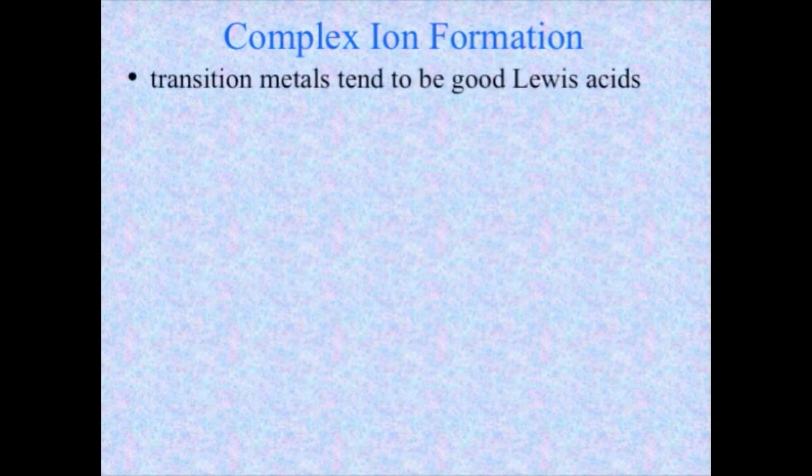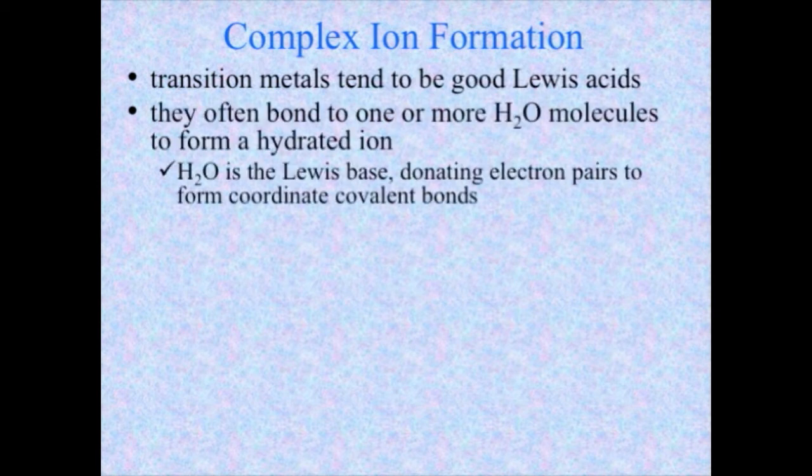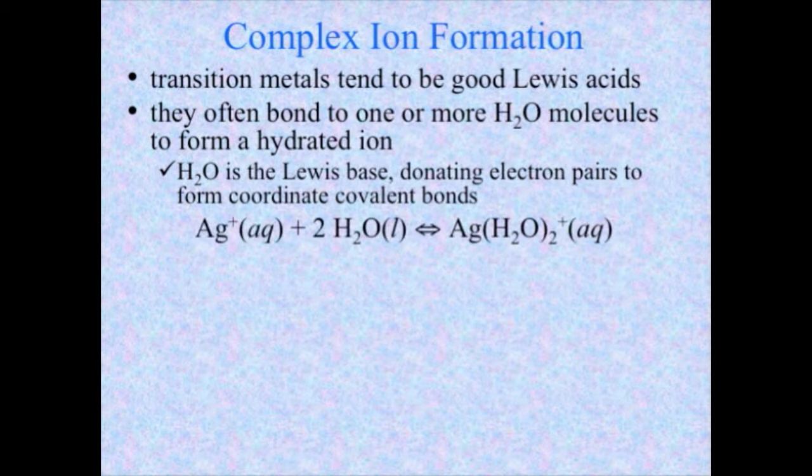Now let's talk about the equilibria involved with complex ion formation. Transition metals tend to be good Lewis acids, and they often bond to one or more water molecules to form hydrated ions. Water is the Lewis base, donating a pair of electrons to form coordinate covalent bonds. That's where one species provides both electrons in a covalent bond. So we have silver ion plus 2 water molecules reacting to form the hydrated silver ion.